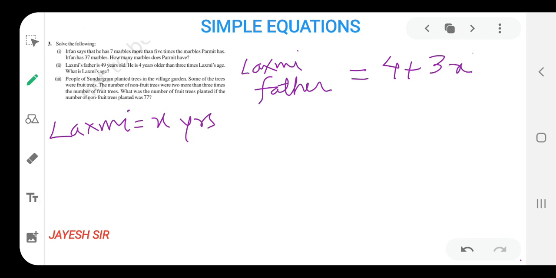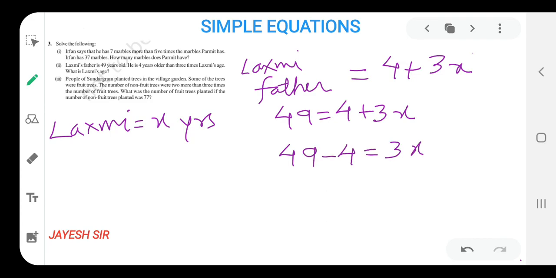And Lakshmi's father's age is given, that is 49 years. We will place that value over here. So 49 equals 4 plus 3x. In this way we have formed the equation now. Variables on one side. So 49 as it is. Now plus 4, after going this side, will become minus 4, and 3x as it is. So 45 equals 3x.